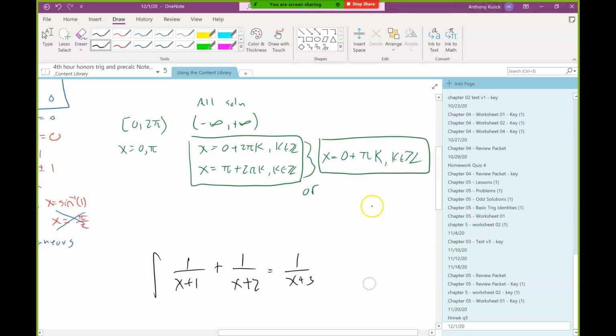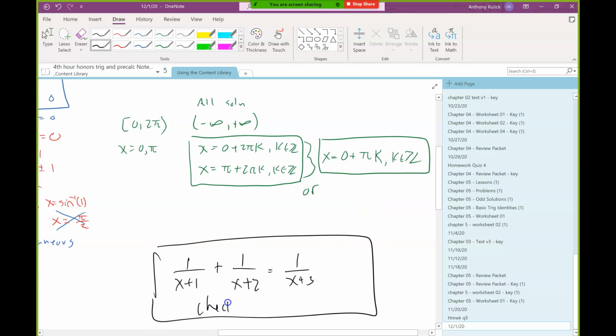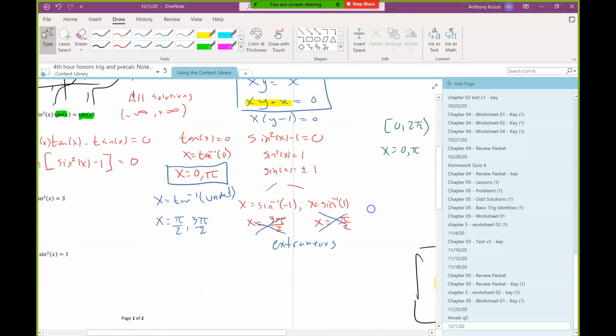You had to make sure that when you got done, you checked your answer to make sure that you didn't get a 0 in any of your denominators. So if you got a solution of -1, -2, or -3, you had to discard that solution because it would make this equation undefined rather than both sides equal, right? You remember that? Yeah. Okay. That's the same thing we're doing here.